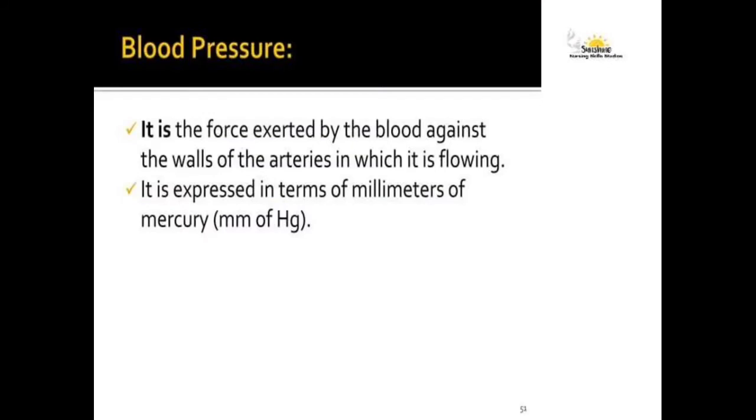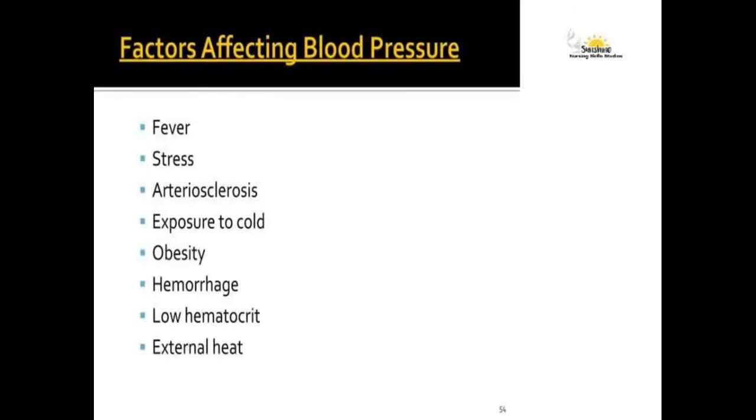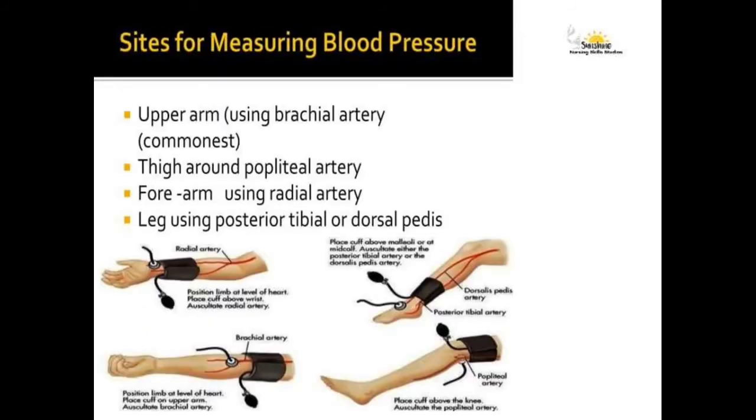Blood pressure is the force exerted by the blood against the walls of the arteries in which it is flowing. There are two types of blood pressure which we record on a day-to-day basis. One is systolic and the other is diastolic pressure. Some of the factors that affect the blood pressure are as follows: fever, stress, arteriosclerosis, exposure to cold, obesity, hemorrhage, external heat. Sites for measuring blood pressure: upper arm, thigh around the popliteal artery, forearm, leg using the posterior tibial.